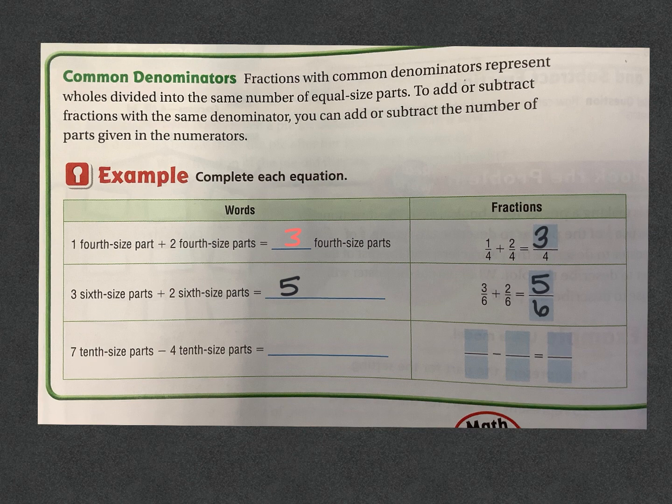7 tenth size parts minus 4 tenth size parts. I'm taking the 7 tenth size. They're both tenth size parts, equal sizes. 7 minus 4 is 3 tenth size. Well, not that. That's not right. Not tenth size, it's tenths. And this is 7 tenths minus 4 tenths equals 7 minus 4 is 3 tenths.